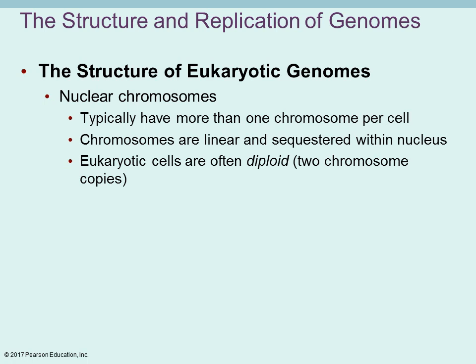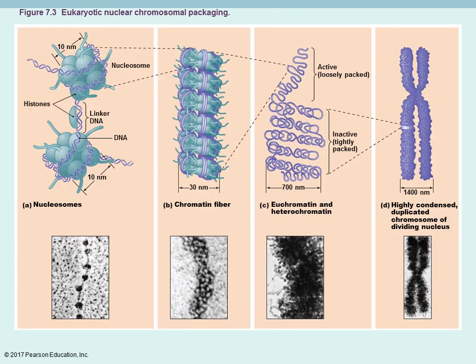For eukaryotic cells, the DNA is in the nucleus, so that's where the chromosomes are going to be found. There's usually more than one chromosome. Most cells are diploid, meaning they have two copies of everything. The DNA is also linear. It is not circular. The way the DNA is packaged in a eukaryotic cell, it's going to be coiled and wrapped around certain proteins known as histones.